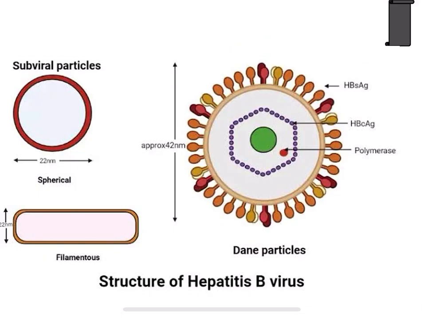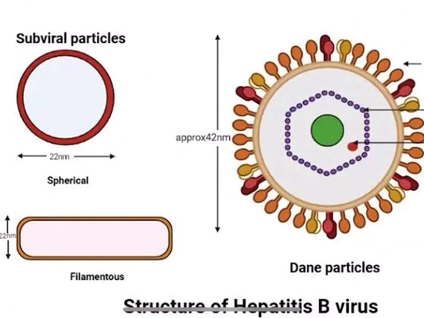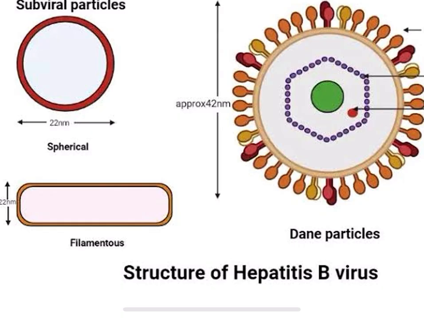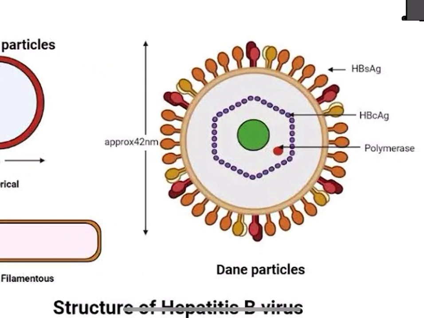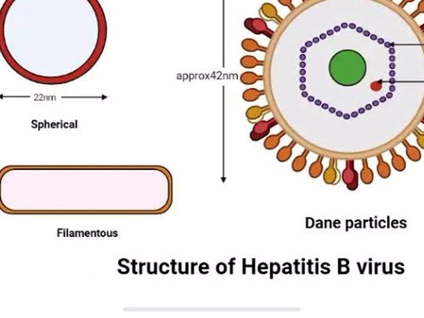This is the Dane particle, and out of the three morphological types, first one is the spherical one measuring about 22 nanometer in size, and the filamentous form again measuring about 22 nanometer in size, and lastly we have the Dane particle, which is the most infectious one, causing the infection. Out of those three morphologies, it is considered very infectious. Other circulating morphological forms are not infectious. Is it clear? Only the Dane particle is infectious. What are the three types? Spherical, 22 nanometer in size, tubular form, again 22 nanometer in size, and we have the Dane particle.